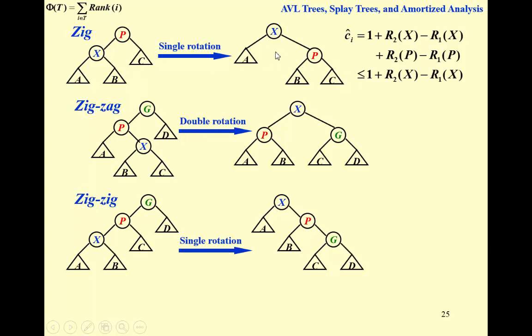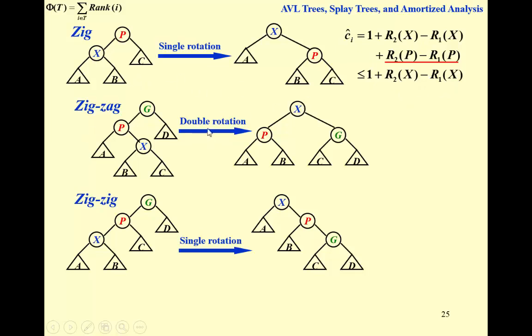Only the ranks of 2 nodes are changed. So this is the after rank of x plus after rank of p minus before rank of x minus before rank of p. And we claim that it is no more than 1 plus the after rank of x minus the before rank of x. Why? Because this part is negative. It's guaranteed to be negative, right? So before the rotation, p is the root of the tree. So the size of p contains all the nodes in that tree. After the rotation, p is only the root of a subtree. So the size, or say the rank of p, gets smaller afterwards. And therefore, after minus before, this is ought to be a negative number. So it's this part minus something is certainly less than or equal to this part. Okay, so this is the first inequality we obtain for the first case, for the zig case.